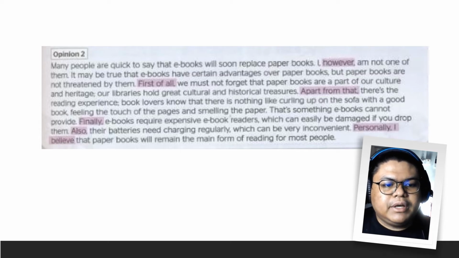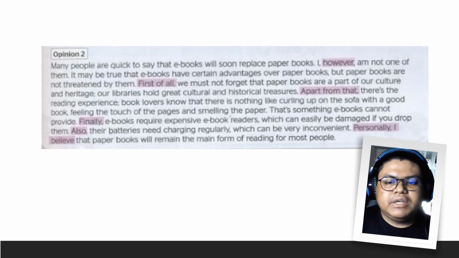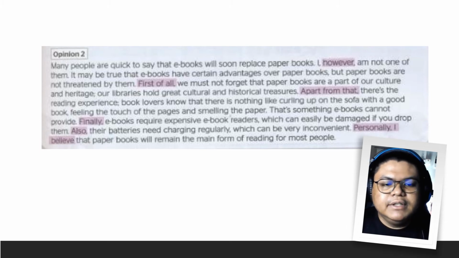Finally, ebooks require expensive ebook readers, which can easily be damaged if you drop them. Also, their batteries need charging regularly, which can be very inconvenient. Personally, I believe that paper books will remain the main form of reading for most people. So that is the second statement of opinion. So let's dissect these opinions in our next slide.